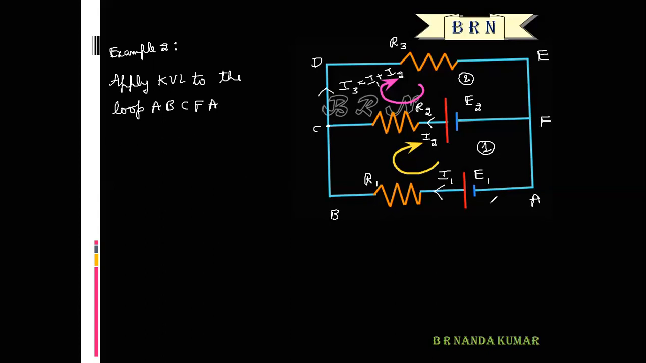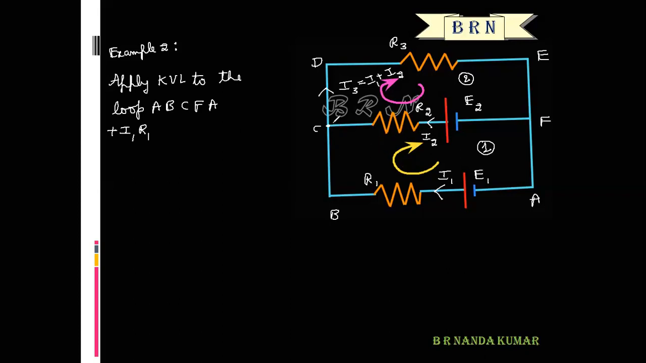So from A to B, what is the value of current? Current is I1, resistance is R1. The indication is clockwise, and the current flowing direction is also clockwise. That means the product of current and resistance is taken as positive, right? Plus I1 R1. In the next branch, the indication is clockwise, but the current flowing is anti-clockwise.